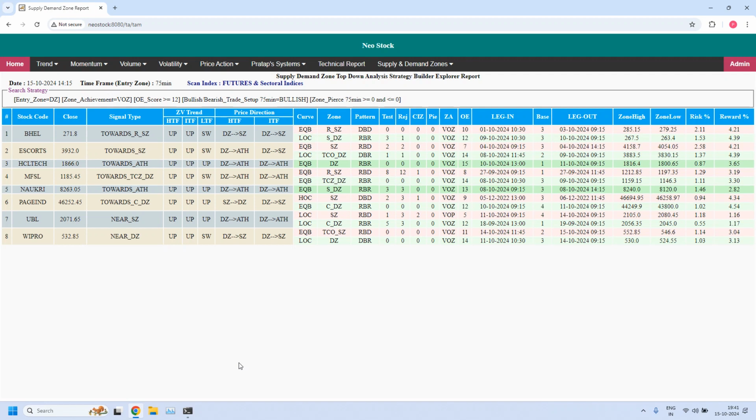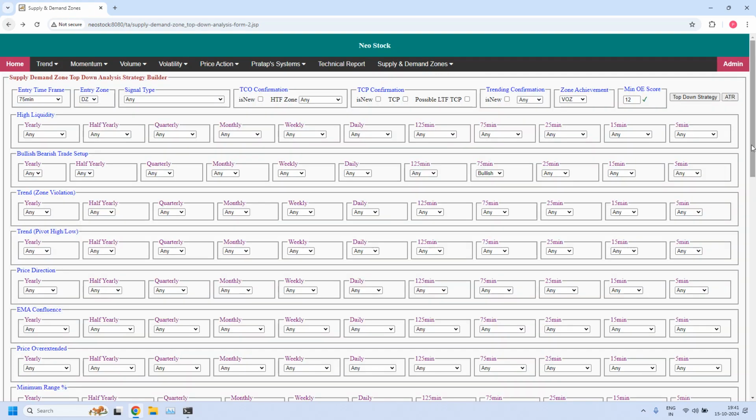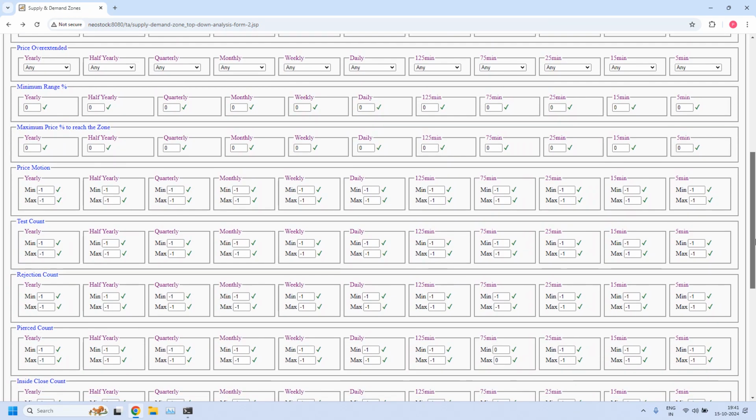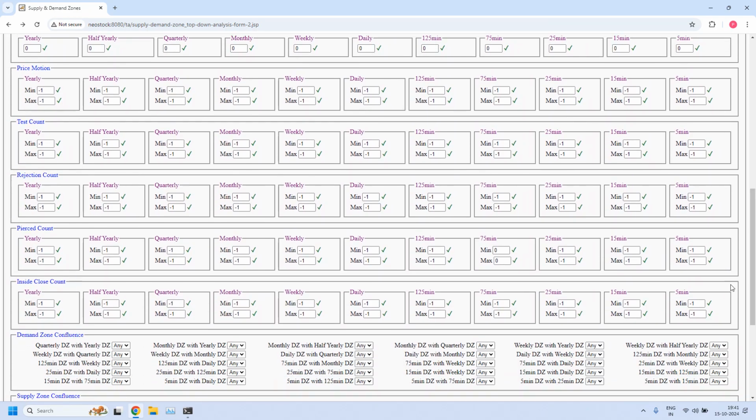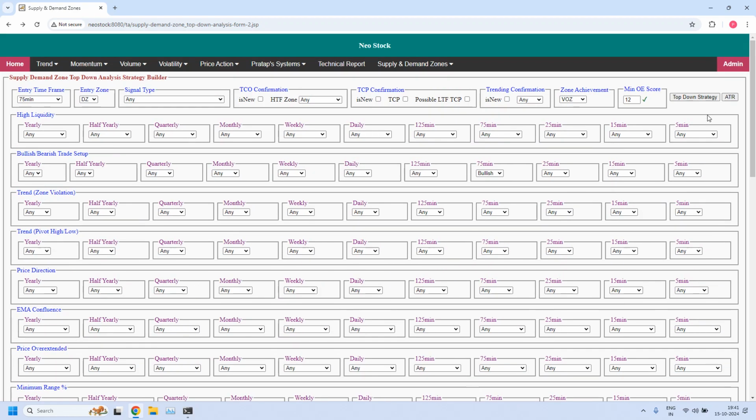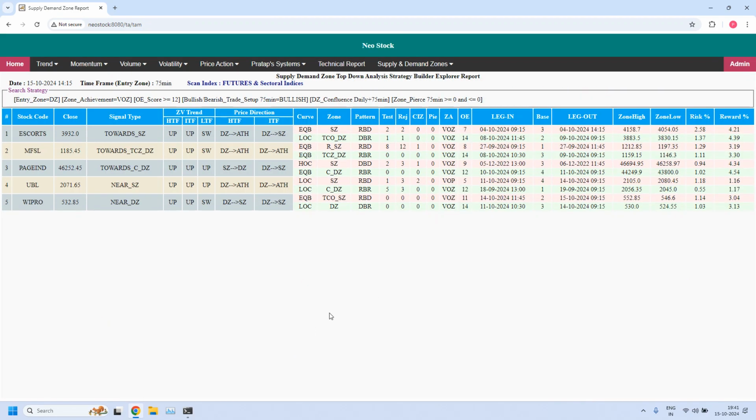Now we can find some high probability stocks within these 8 stocks. For that, first let us look for ITF confluence. Out of these 8, how many are having ITF confluence? That means 75 minutes demand zone should be part of the daily demand zone. So I am enabling the filter 75 minutes demand zone with daily demand zone confluence. Let's verify. Out of 8 stocks, we got 5 stocks filtered.